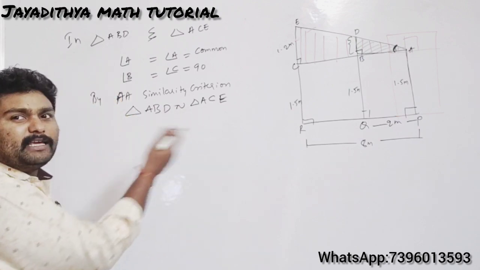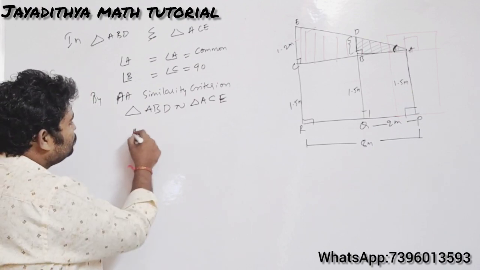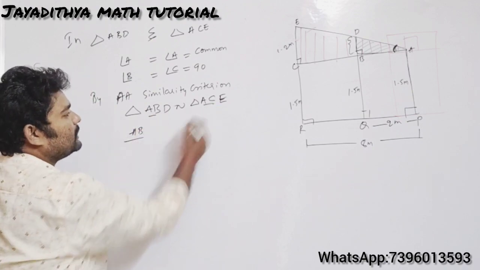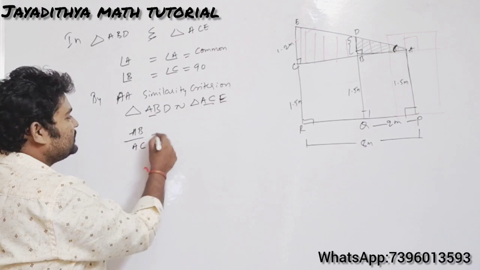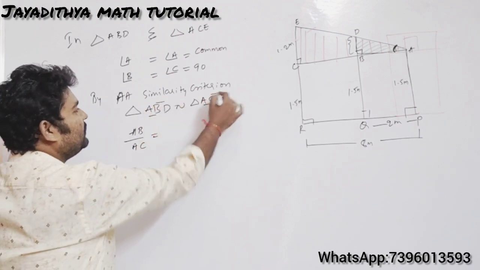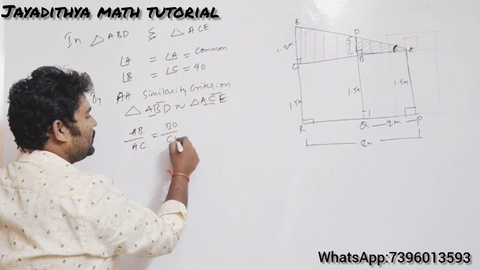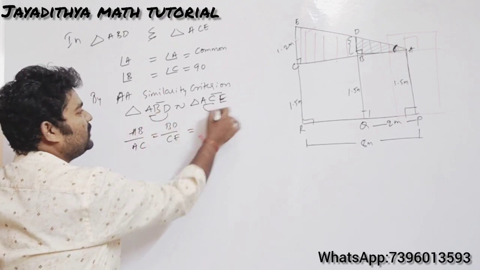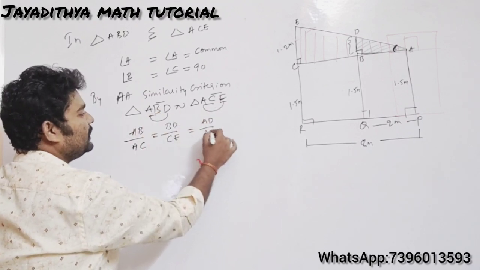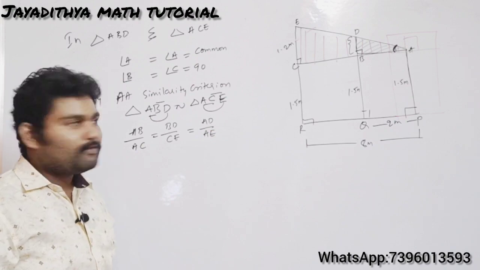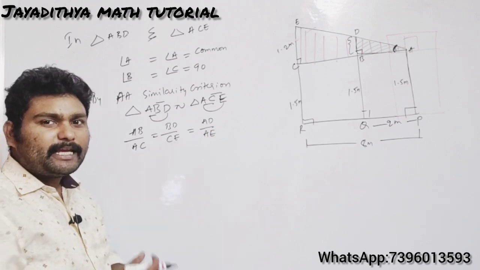So from this, what can you write about corresponding sides here? AB and AC are corresponding sides. So AB by AC must be equal to BD by CE, which must be equal to AD by AE. Corresponding sides ratios are equal. So whatever is required, we will be taking only that much.